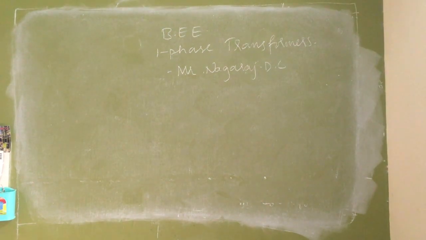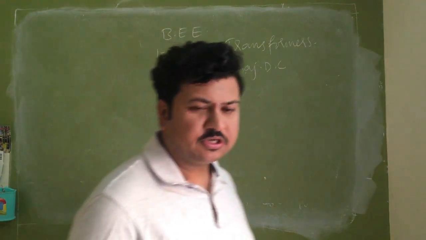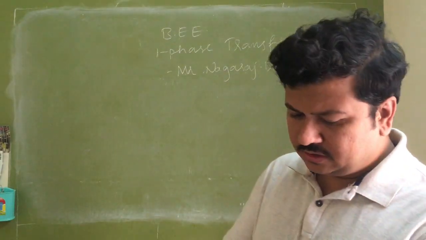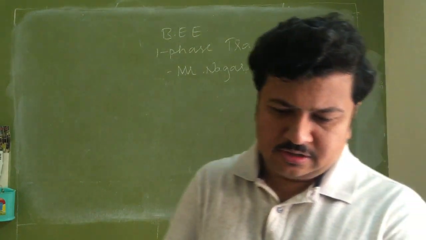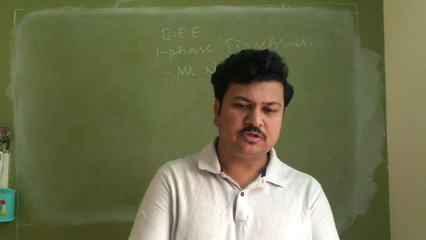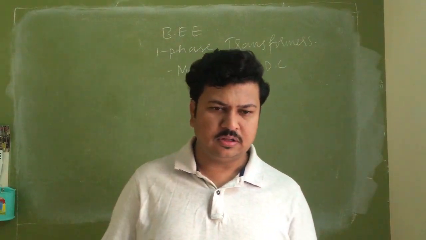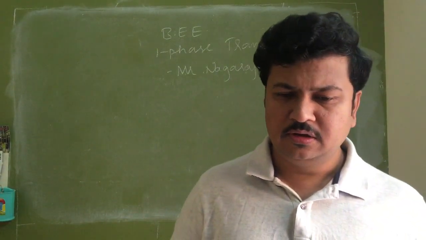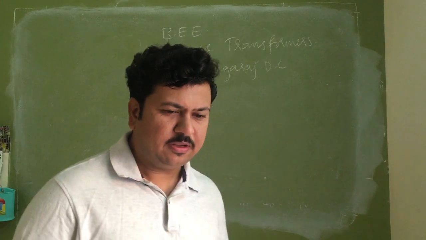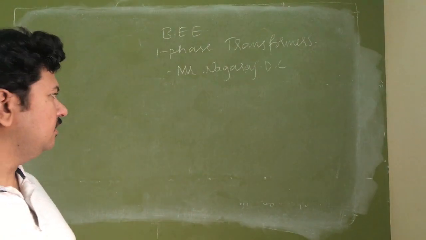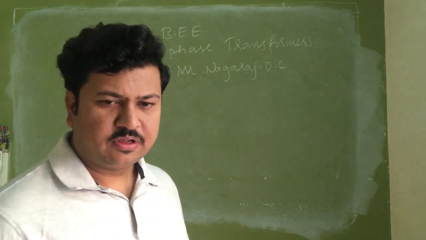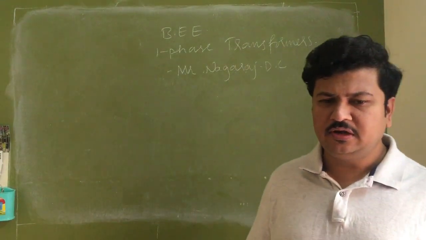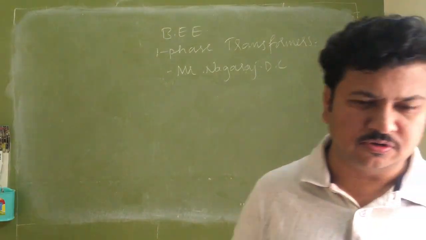So in the last class we have discussed the losses in the transformer and the no load operation of the transformer. We have seen that even when the transformer is on no load, the moment it is connected to the primary supply, it starts drawing current from the source to satisfy some losses in it and create the magnetization in the core.